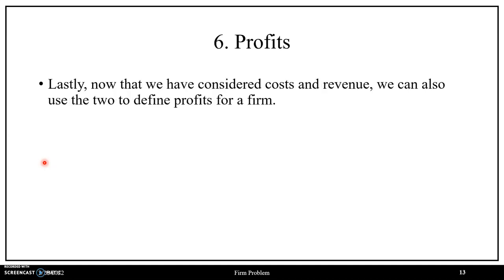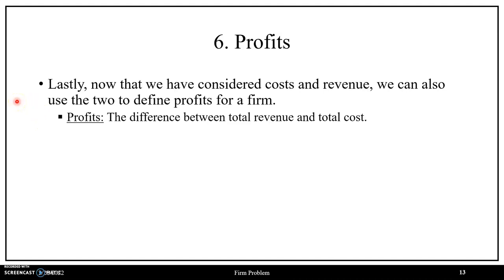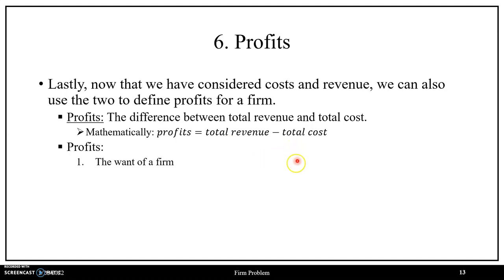So then, lastly, now that we've observed that costs is money flowing out of the firm and total revenue is going to be money flowing into the firm, we can use these two concepts to then define profits, which is going to be the want of the firm, where now we'll define profits as the difference between total revenue and total costs, where mathematically that's going to be total revenue minus total costs, or in other words, profits is going to be money flowing into the company versus money flowing out of the company.